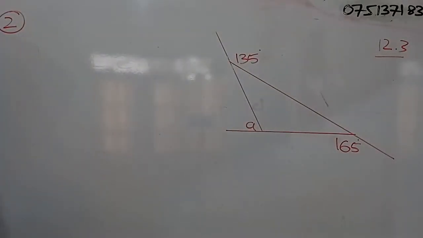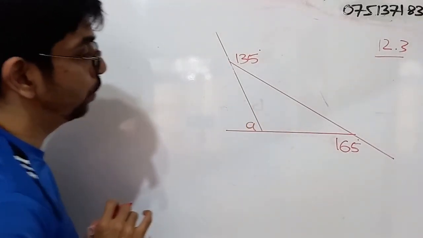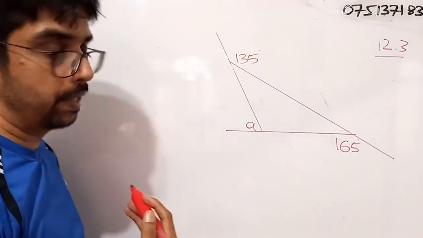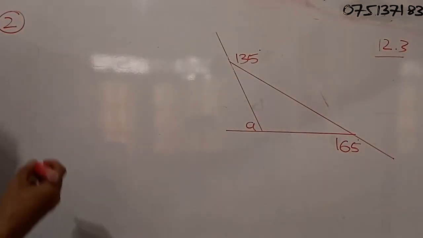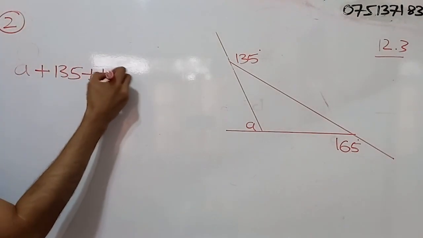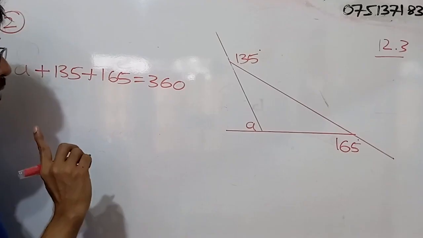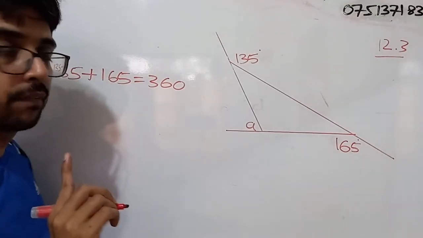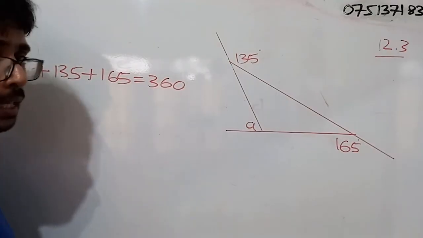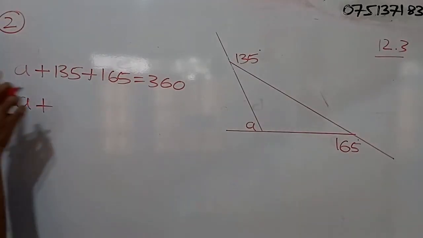Find the value of each of the angles denoted by an English letter in each figure given below. Right. Simple A. So simple A, that is an external angle. So we know in a triangle, sum of external angles are what? 360 degrees. So simply we can write A plus 135 plus 165, that is equal to 360 degrees. Okay. So what is the reason? Sum of external angles of a triangle. So definitely you have to write the reason. Okay. So A plus, so what is the value here?